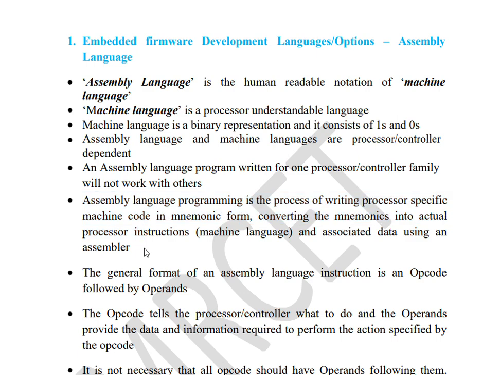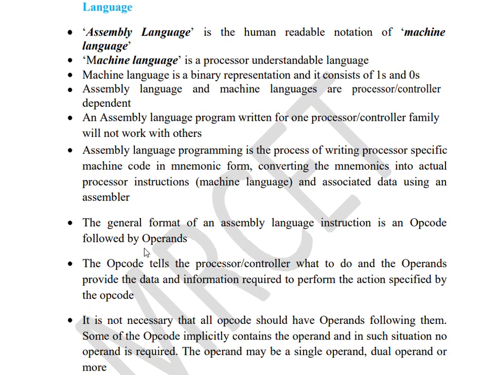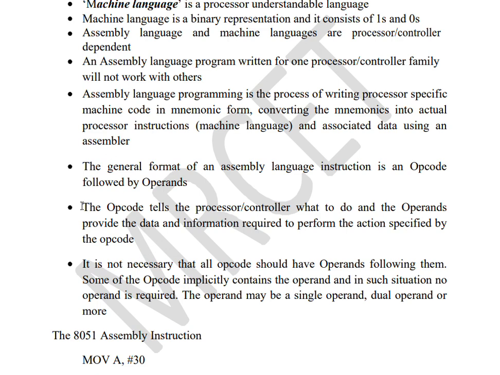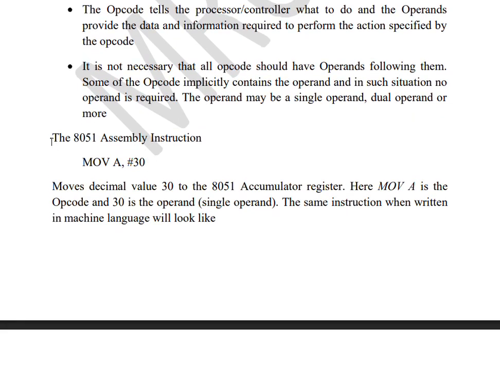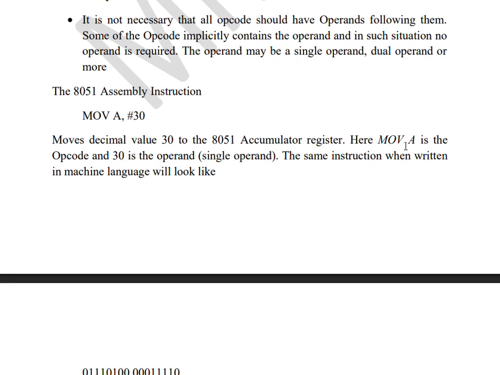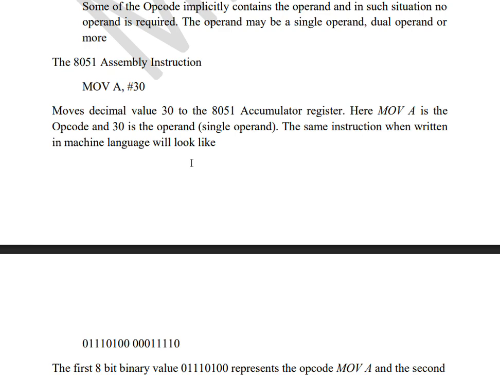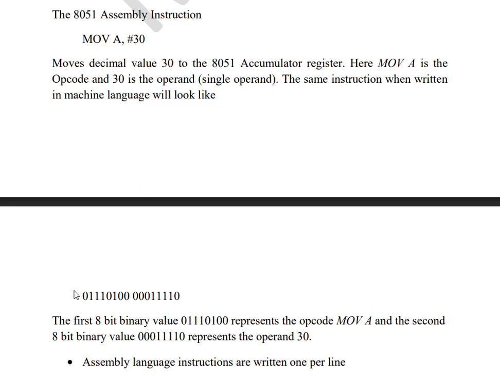Assembly language programming is the process of writing processor-specific machine code, and the opcode tells the processor or controller what to do, whereas operands provide the data or information. For example, the 8051 assembly instruction is MOV A, #30, which moves the decimal value 30 to the 8051 accumulator register. Here MOV A is the opcode and 30 is the operand.